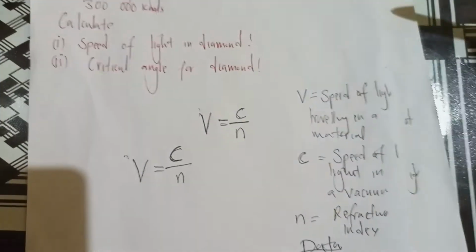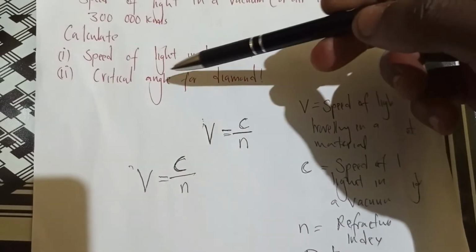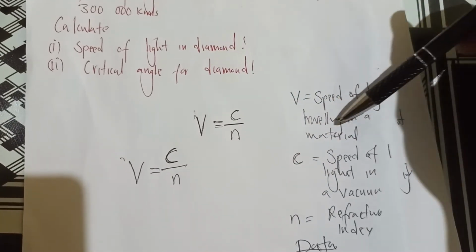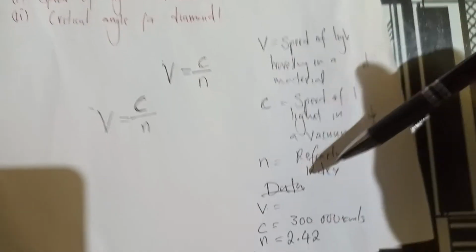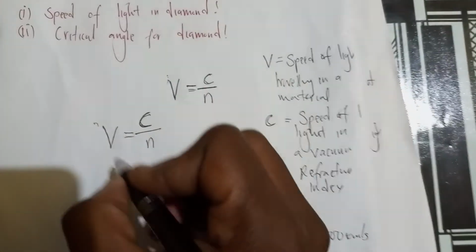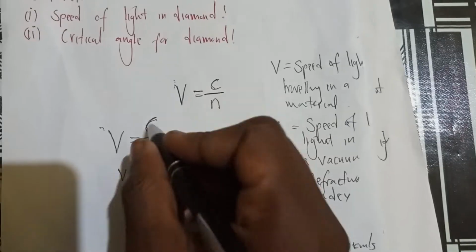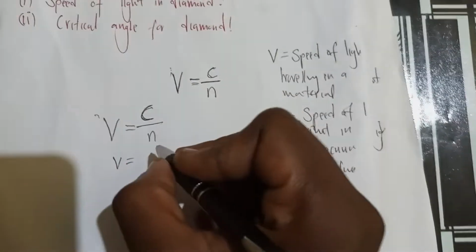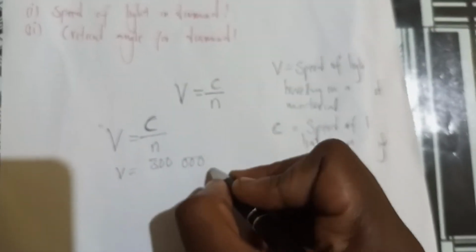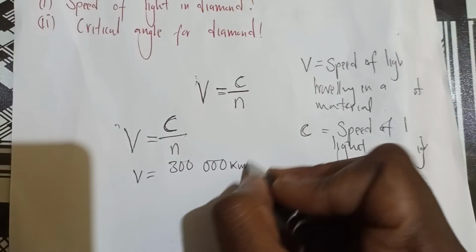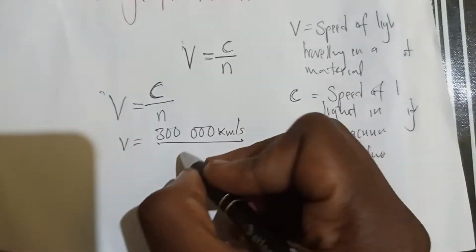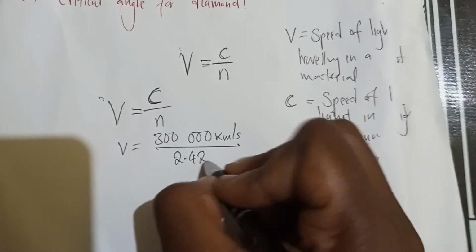So now the first question is saying, what is the speed of light in diamond? So the speed of light traveling in a material. They want the value for V. So you say V is equal to the speed of light in a vacuum, 300,000 kilometers per second, over the refractive index, which is 2.42.